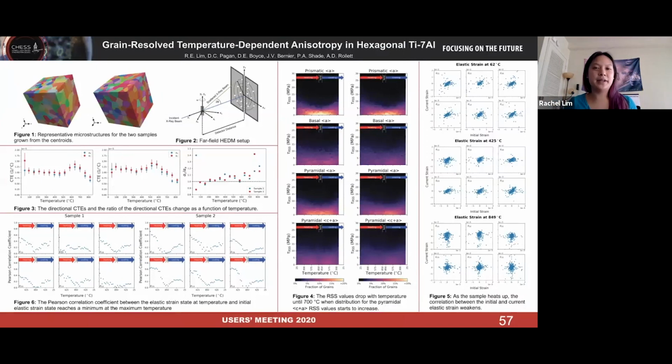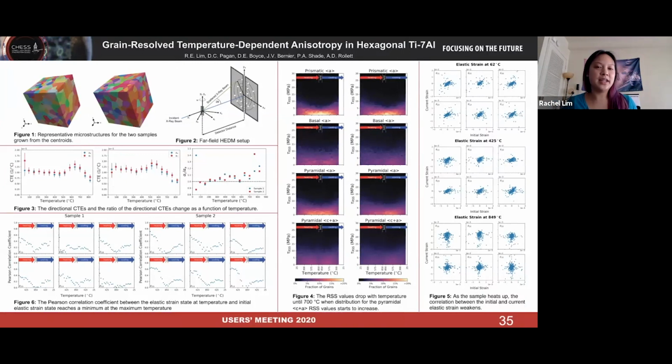As we know and have experienced, metals heat up and expand. Titanium alloys such as the Ti7Al being studied here have a hexagonal crystal structure. This structure means that the material is anisotropic, or has properties which are different depending on the direction you're looking at. In this case, the material expands different amounts in different directions.